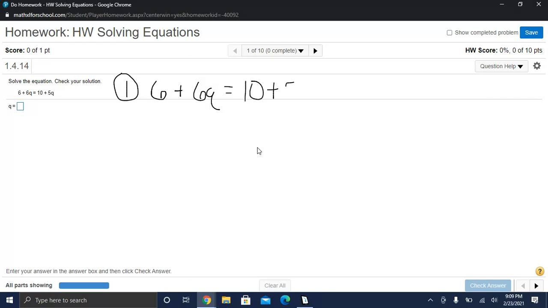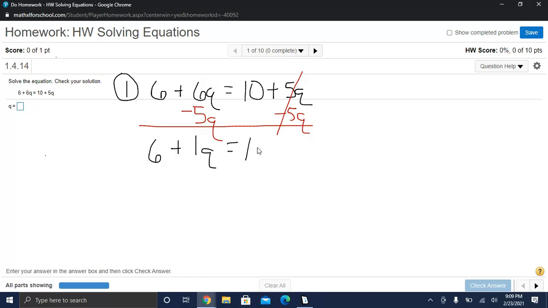So your goal would be to get the variables on the left. So to do that, I'm going to subtract 5q from both sides of the equal sign. And so that'll cancel on the right-hand side, and on the left-hand side, I'll have 6 plus 1q equals 10.